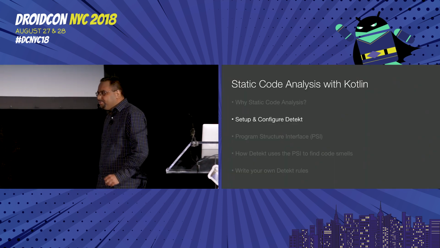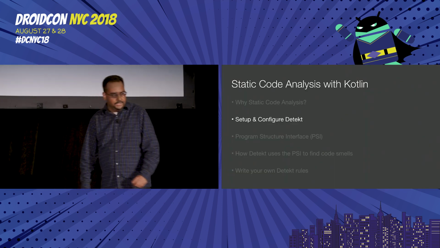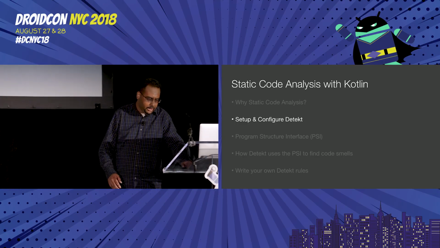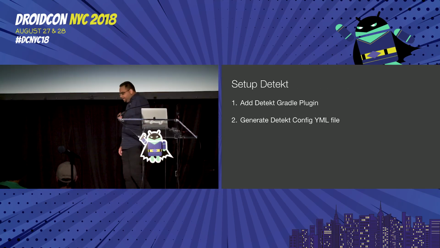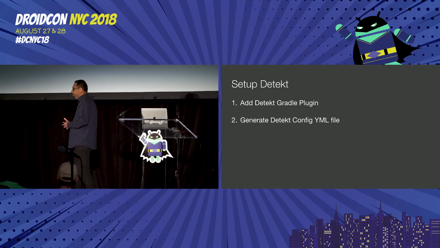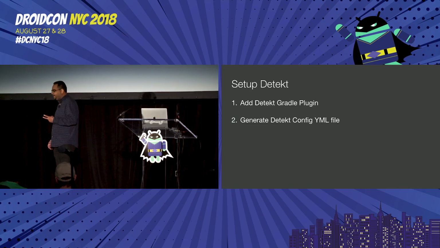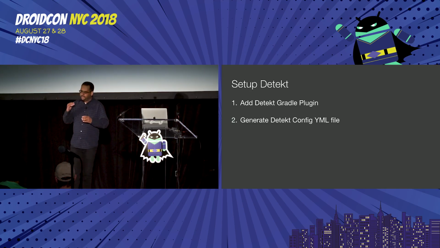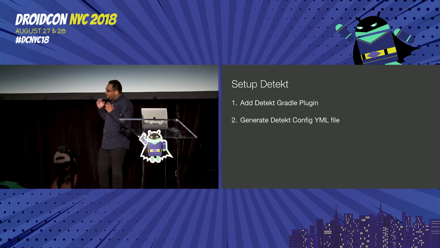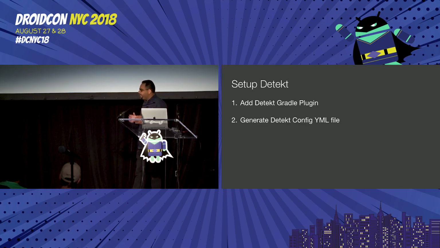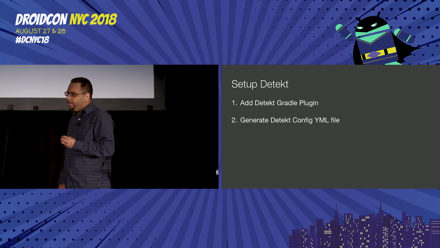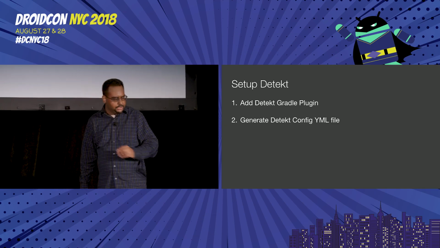So how do you set this up in your code base? How do you set it up and how do you configure it? Detekt has a Gradle plugin. There's a two-step process to set up Detekt. First, you configure the Gradle plugin, and then you create a YAML file, which is a key-value file where you specify all of your rules. So let's look into this process.